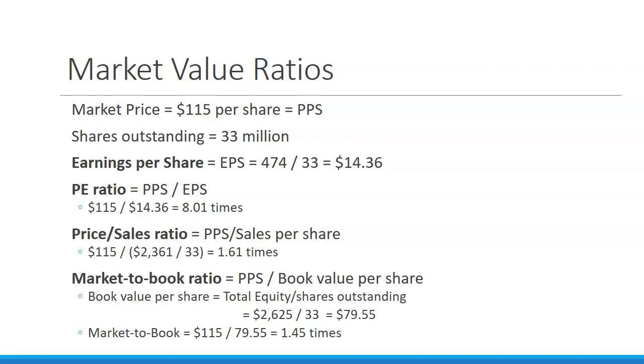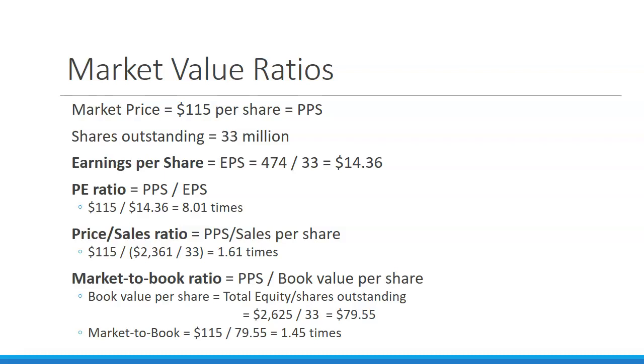The next measure is the price sales ratio. So this is the price per share divided by the sales per share, which is calculated by taking the total sales or revenues divided by the number of shares outstanding. This shows that the price of the stock is 1.61 times the sales dollar earned per share.